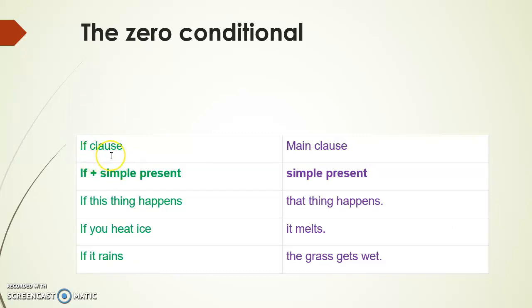For example, the if clause will be if plus simple present, and the main clause, the other part of the sentence, will be in simple present. Like, if this thing happens, that thing happens. If you heat ice, it melts. It is the fact, it is truth. If it rains, the grass gets wet. It's also truth.